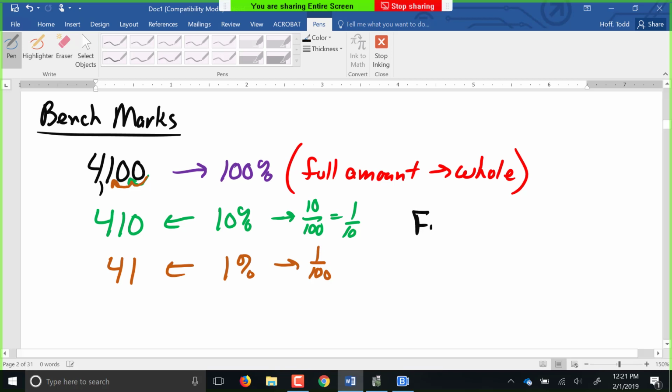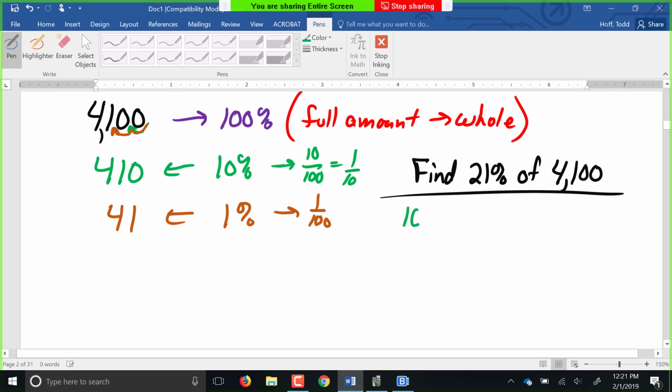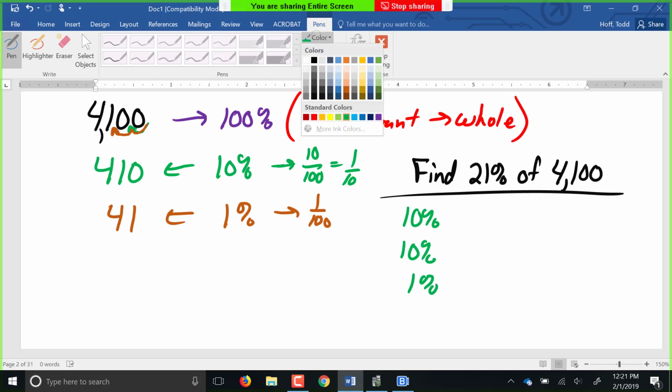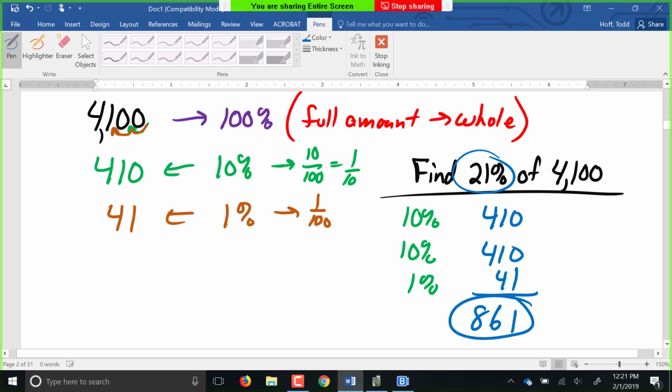So let's say I want to use this to find 21% of 4,100. Well, that 21% can be broken down into 10% plus 10% plus 1%. 10% is 410. So add 410 and 410, and 1% is 41. And that adds up to 861. So it's a very quick way, without having to do much calculation, to use these benchmarks to find 21%.